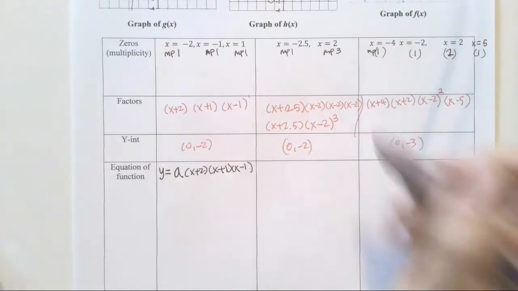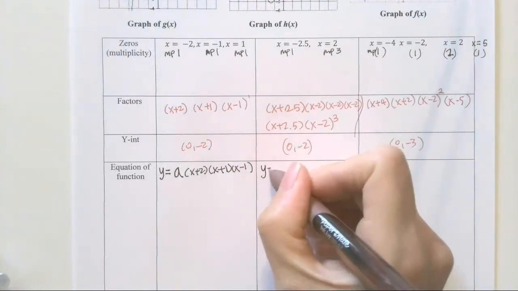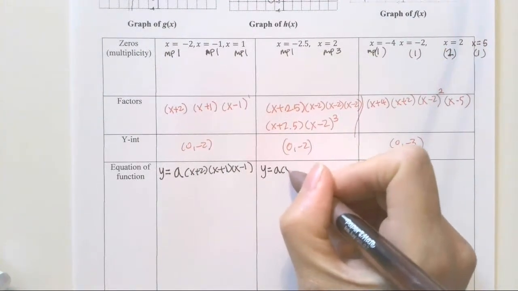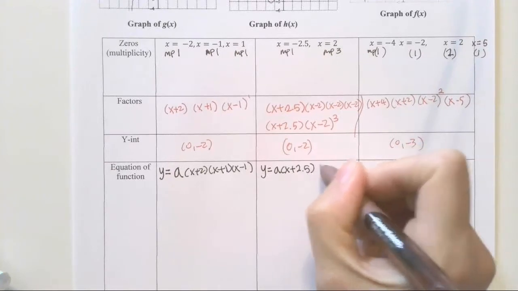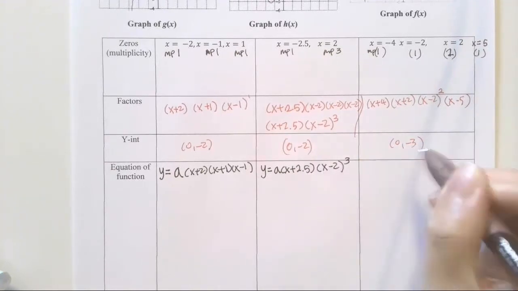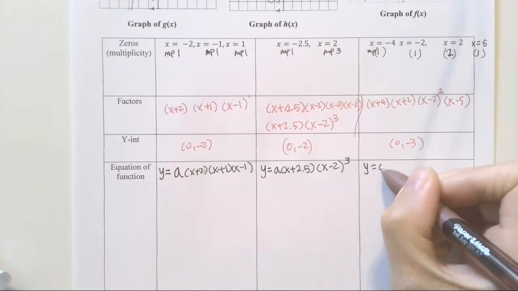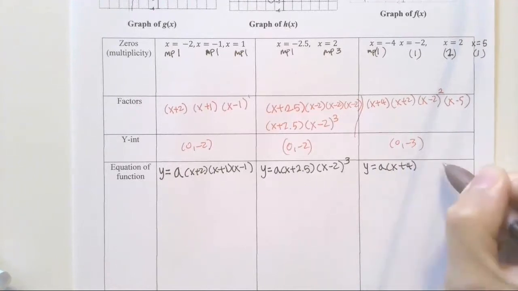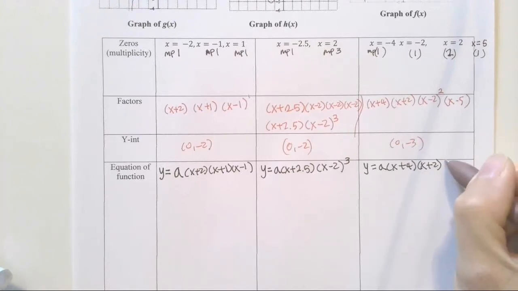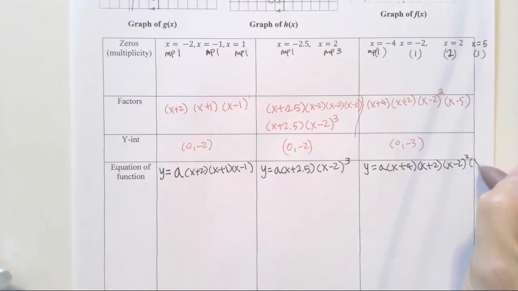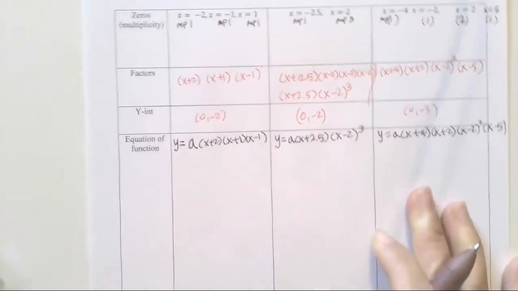Okay, so let's just keep going with all of them as well. So y is equal to a times (x + 2.5) times (x - 2) cubed. The last one will be y is equal to a times (x + 4)... You can use any variable. I don't care. You can use x. Well, I guess not x. You can use k or whatever. But I'm using a.